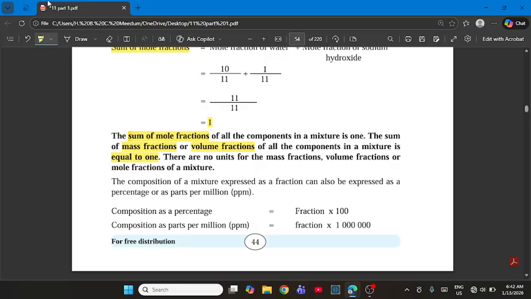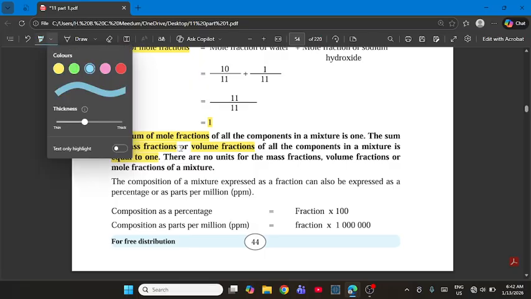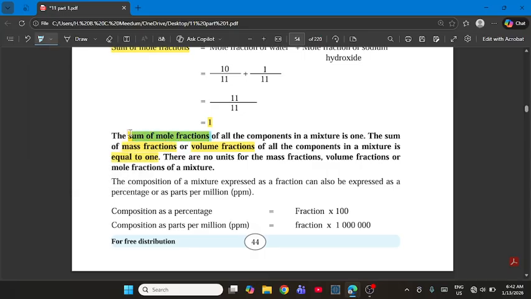Let's use another color. Sum of mole fraction.